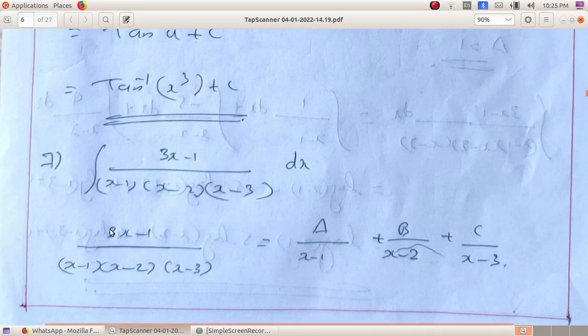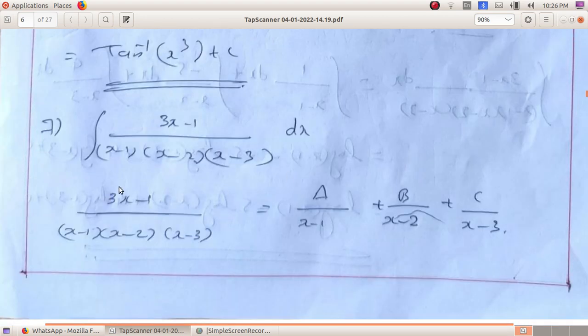Seventh question. Integral of 3x minus 1 divided by x minus 1 into x minus 2 into x minus 3 dx. For this we are using integration by partial fractions, that is a by x minus 1, b by x minus 2, c by x minus 3. Then these a, b and c are to be calculated.